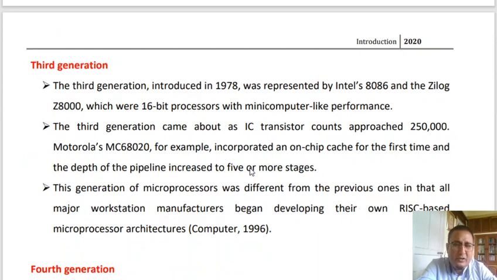Now, the third generation microprocessors were introduced in the year 1978. For example, Intel 8085 and Zilog Z8000. These were 16-bit microprocessors with microcomputer-like performance. In the case of third generation microprocessors, the IC transistor count was in the order of 250,000.